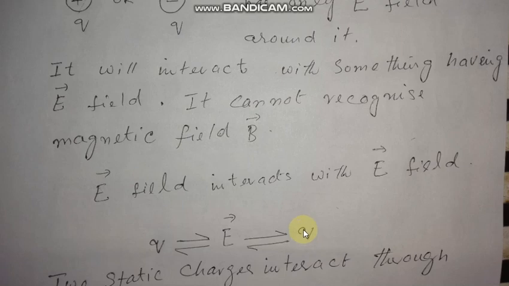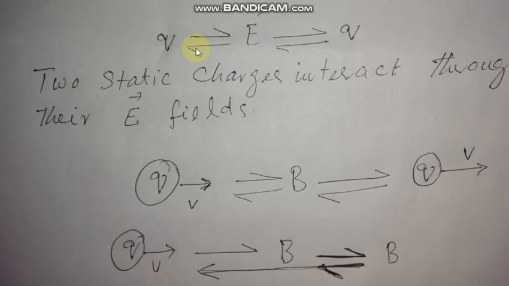So in a similar way, we can explain the effect of the magnetic field. Just as two static charges interact with each other through their electric field, two moving charges can interact with each other through their magnetic field. Now the static charge has no magnetic field around itself. Same is the case with this one. There is only an electric field around them, so they will interact through their electric field, or they will experience only the electric force exerted by one on the other.